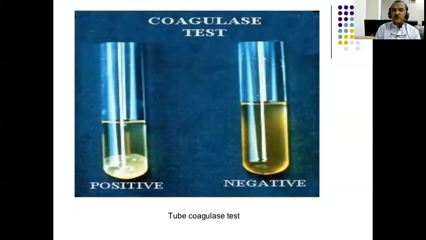Coagulase test. Positive shows formation of a clot. If there is no formation, the test is negative. In case of positive, there is clot formation. There are two types of coagulase test: one is the slide test, the other is the tube coagulase test.